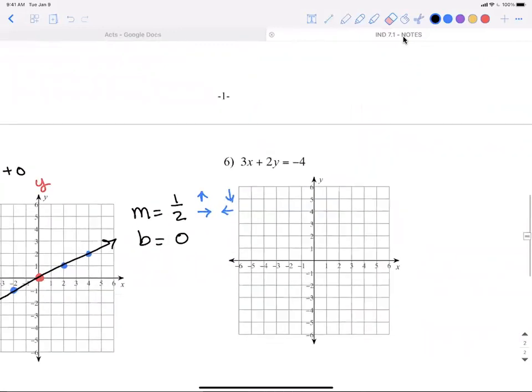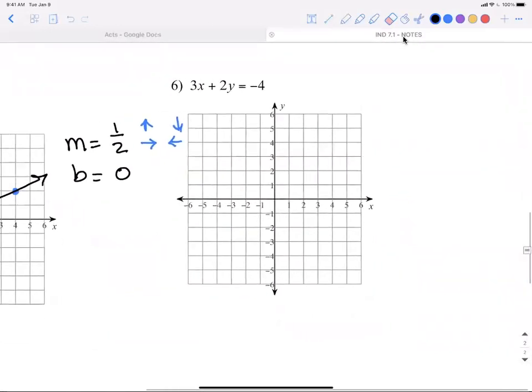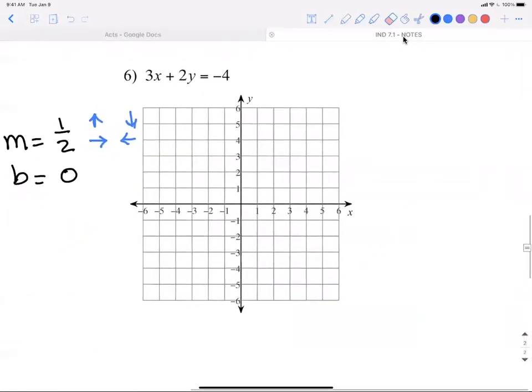All right, so what do we do with one like number 6? Okay, you're told to sketch a graph. I'll give you a second to get it written down.